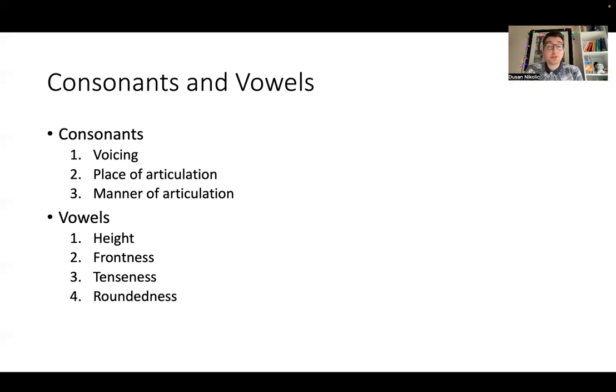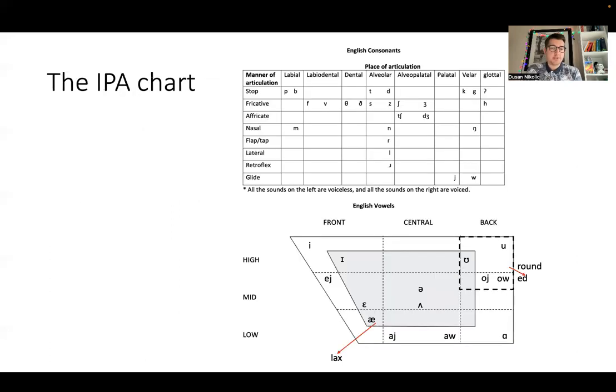And finally, we talked about roundedness, which describes vowels in terms of whether the lips are rounded or not. So for U, my lips are obviously rounded. For E, they are not. Those are the properties of consonants and vowels.